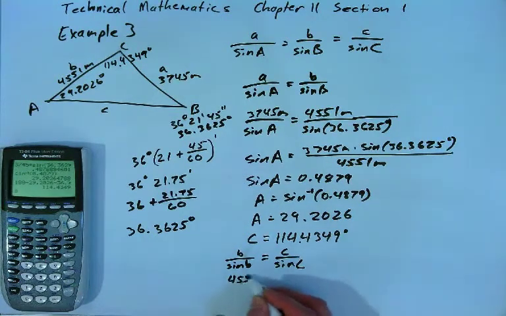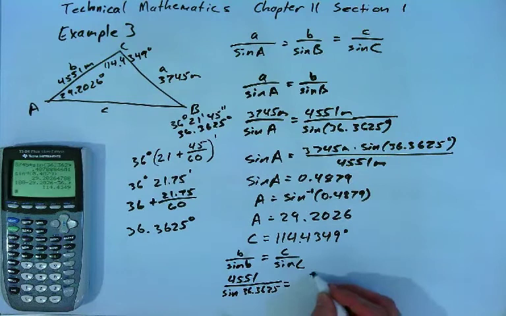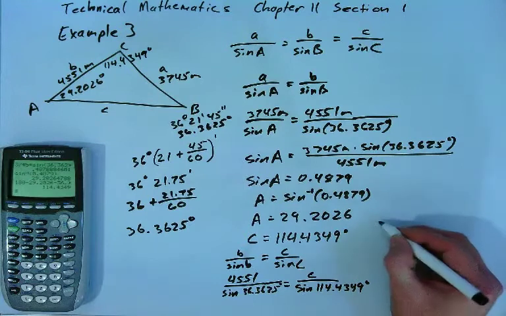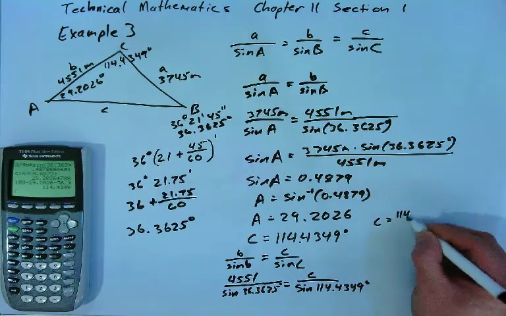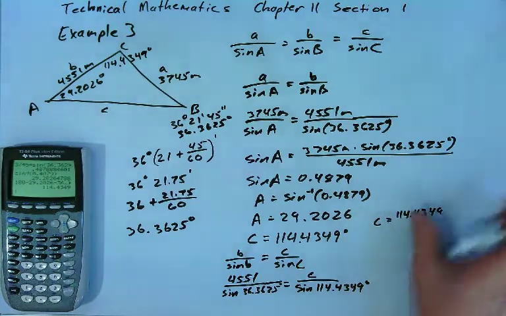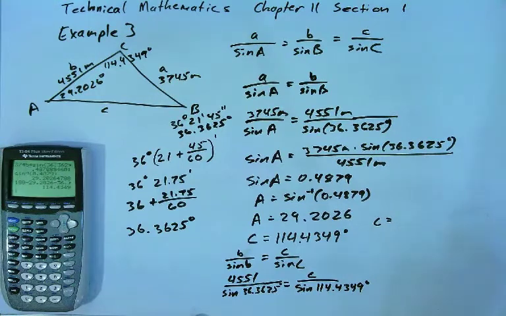Side B is 4551. Angle B is 36.3625. This will be equal to side C, which is what we're looking for, divided by the sine of angle C, which is 114.4349 degrees. So we're looking for C. We'll multiply both sides by the sine of 114.4349, and we will get that C is equal to the sine of that angle.